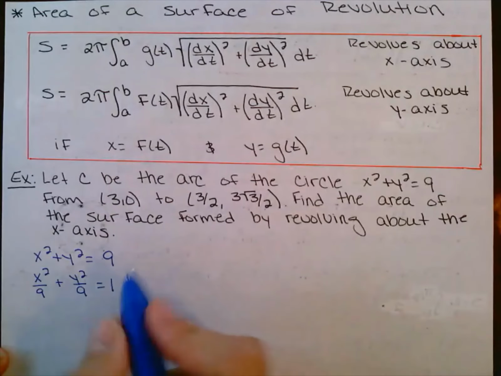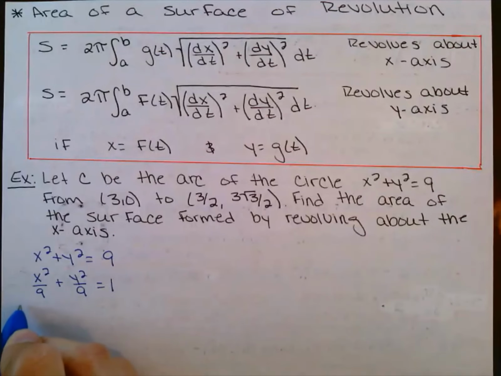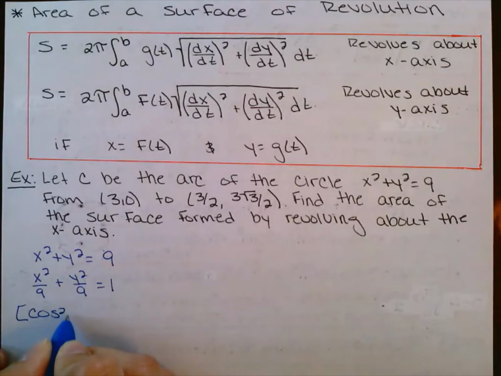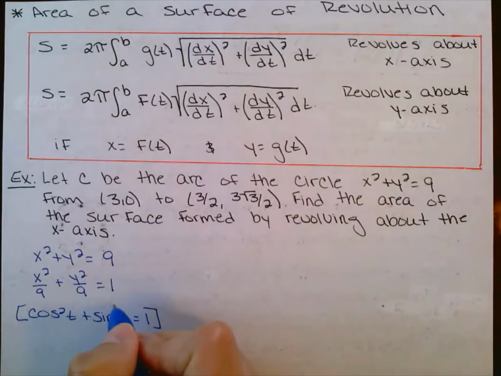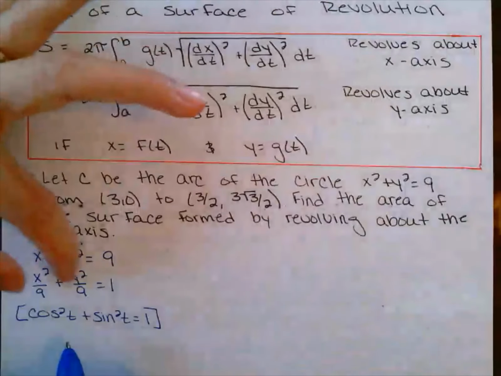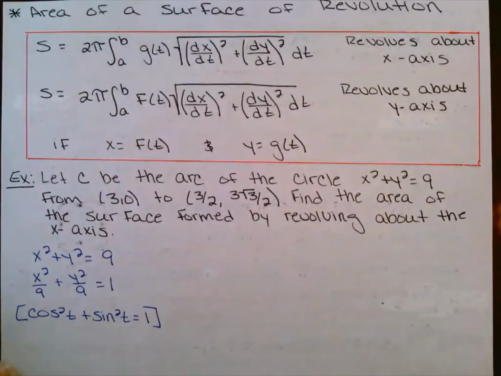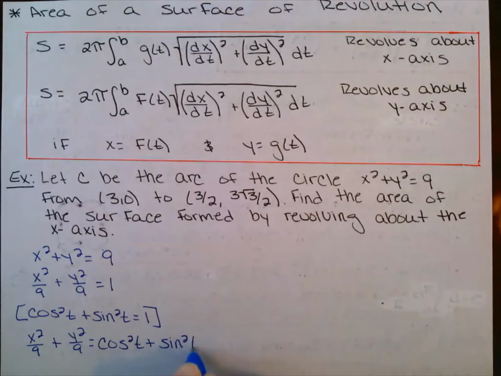Okay? Now, we remember, so I'm going to put a little bracket here, that cosine squared of t plus sine squared of t equals 1, right? So that's what I'm going to use to replace the right side, okay? And then I'm just going to separate this left side into two equations. So I can say x squared over 9 plus y squared over 9 equals cosine squared of t plus sine squared of t.